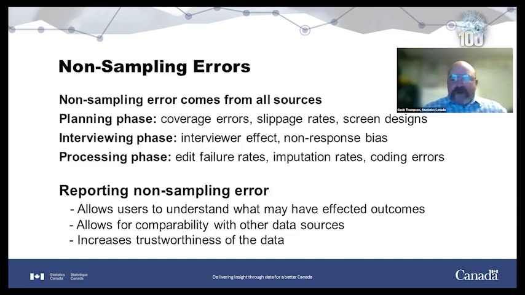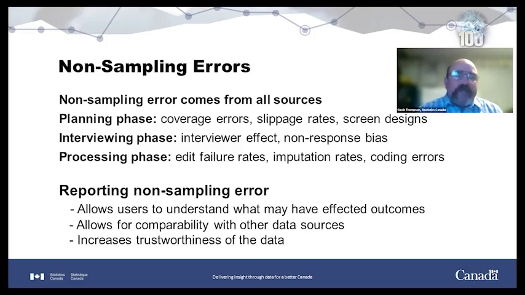Okay, the first part of this presentation, we're already about 20 minutes in, is on non-sampling errors: mistakes that can be made, what they are, how we can fix them, how we can control for them. Non-sampling errors come from all sources. We see a bunch here. They can happen at the planning phase, at the interview phase, at the processing phase. There's all sorts of different ways we can make mistakes.